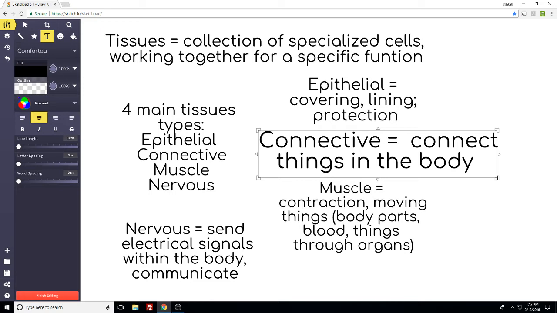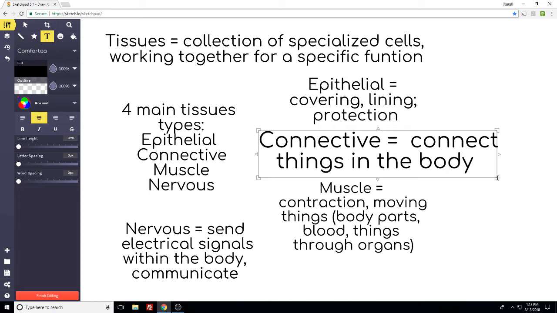But then we also see things like blood is a connective tissue. And that doesn't really hold things together, but it does connect different organs of the body by bringing oxygen from the lungs to the rest of the tissue. So it does kind of a functional connection, if not a physical connection there.